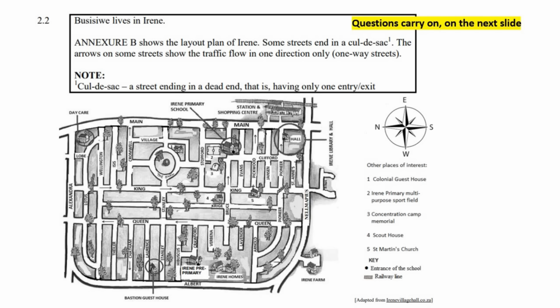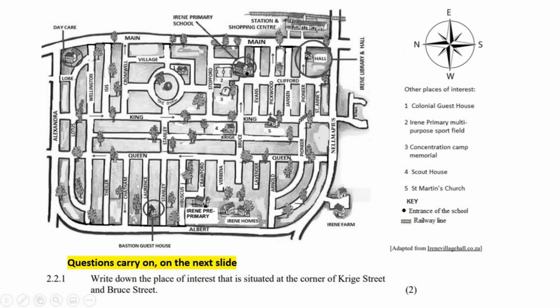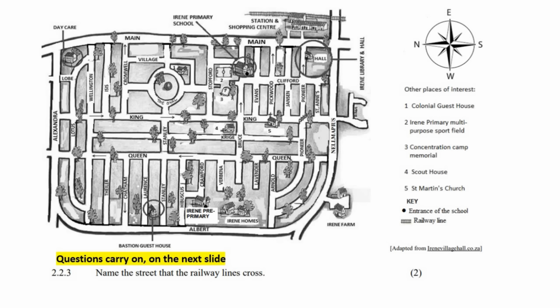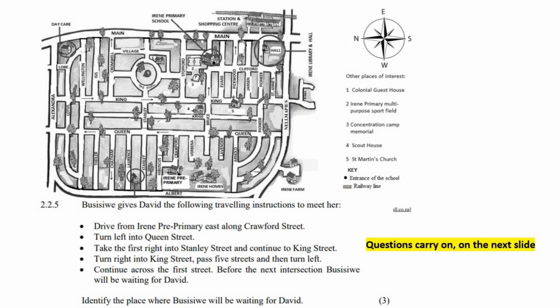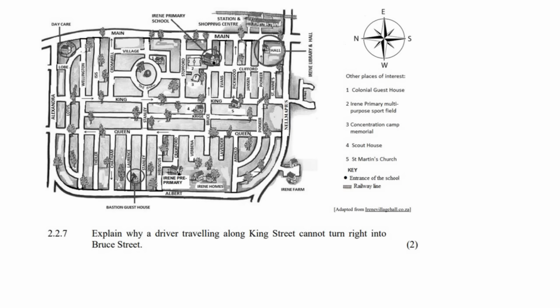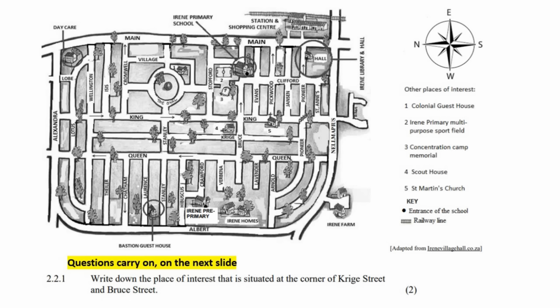So now let's go to the next page where we can see everything more clearly. So here's this map of Irene, and I just want to let you know there are going to be multiple questions that we're going to be doing. There's this one, this one, this one, this one, this one. Wow, there's a lot. And this one. Okay. So here we go.